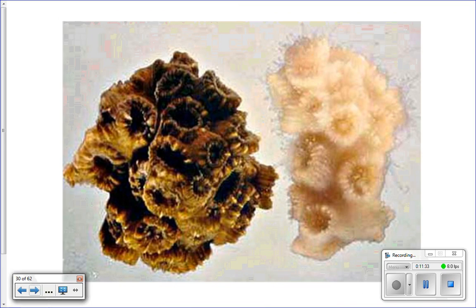Here's pictures of coral. This is live coral on the left with its zooxanthellae, and then the bleached coral on the right that's alive. And so you can see why it's called bleaching, right? It loses its color. This is still alive. However, if they remain bleached for too long, they die. So they need to have their zooxanthellae to survive.